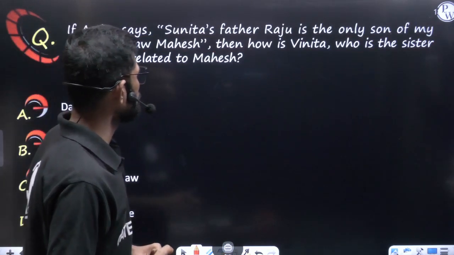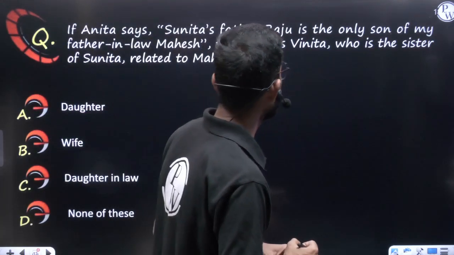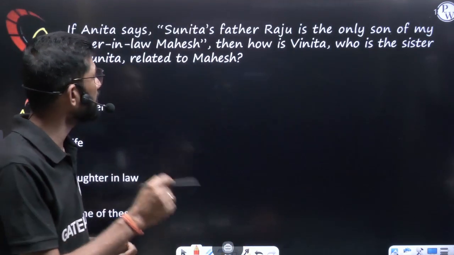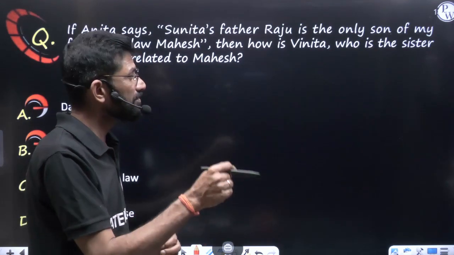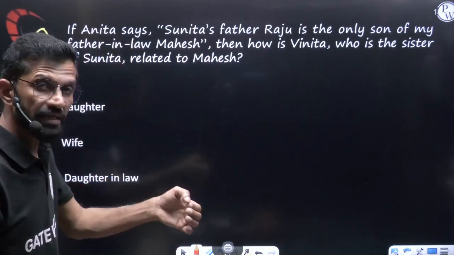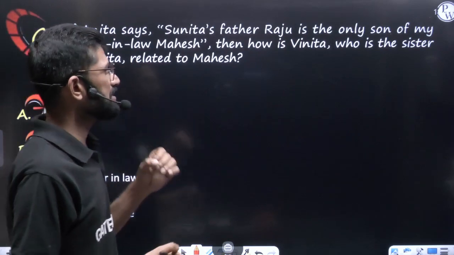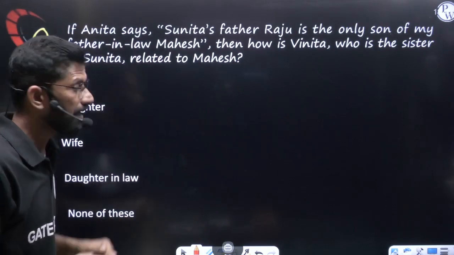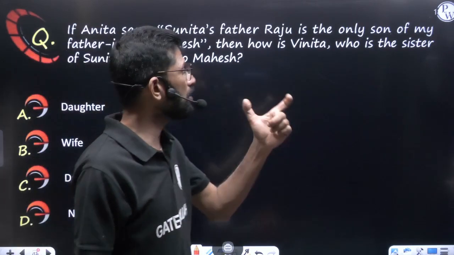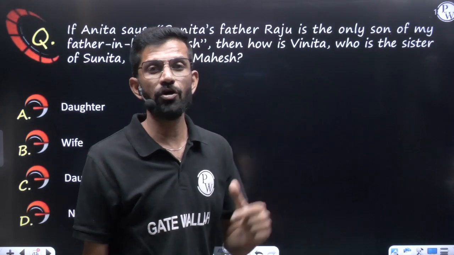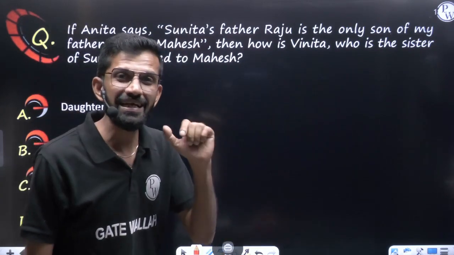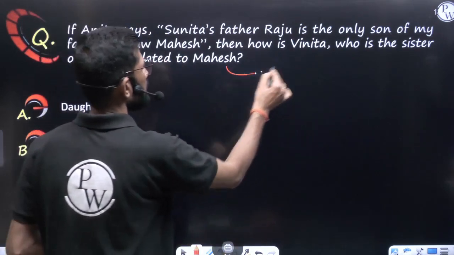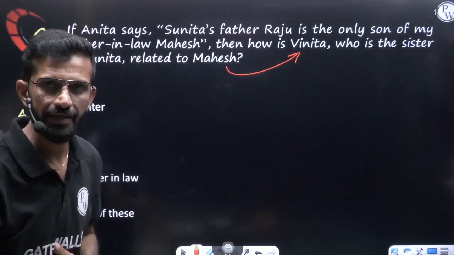If Anita says Sunita's father Raju is the only son of my father-in-law Mahesh, then how is Vinita, who is actually the sister of Sunita, related to Mahesh? So Mahesh will call Vinita as what? Don't say Mahesh will call Vinita as Vinita. We have to find the relation. In relation, Mahesh will call Vinita as what relation? That is what we have to find.